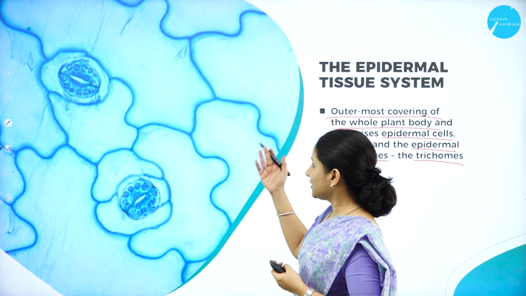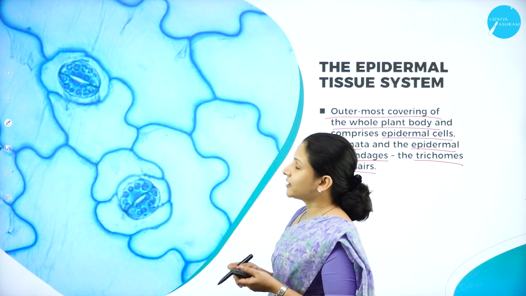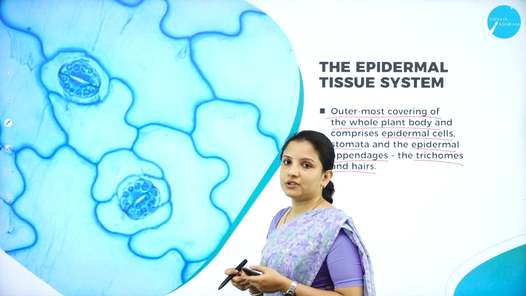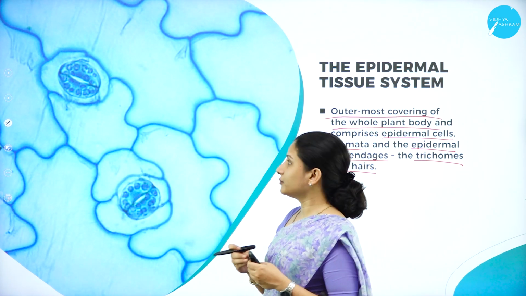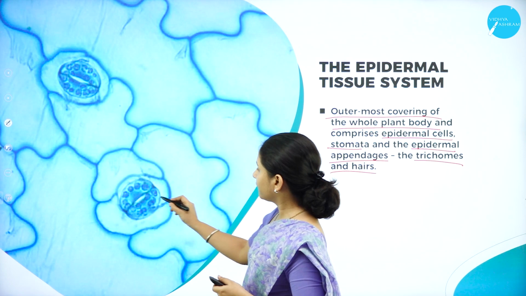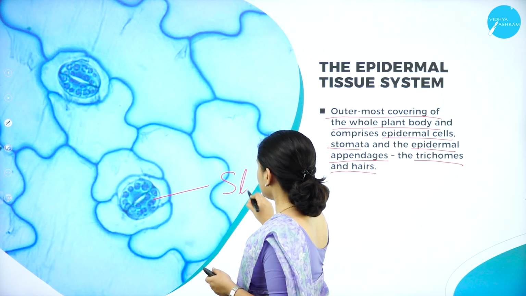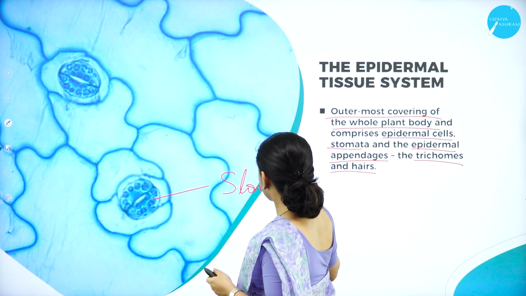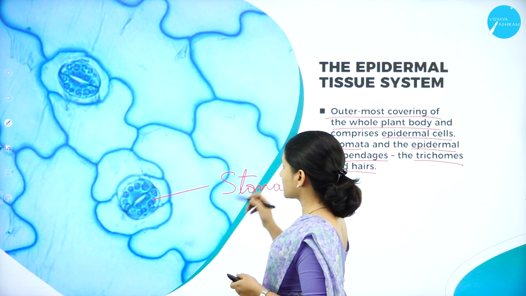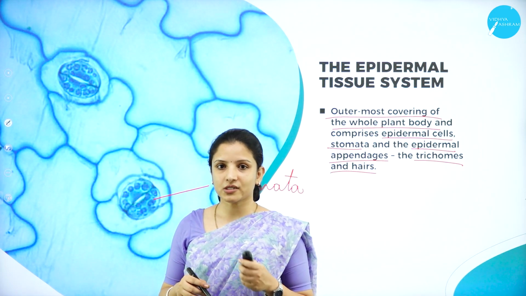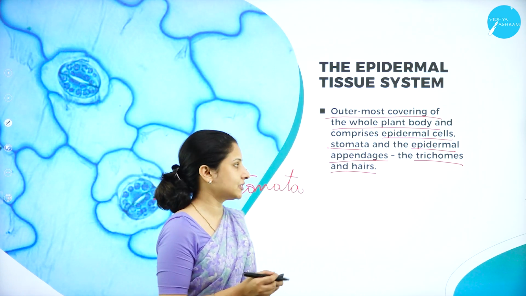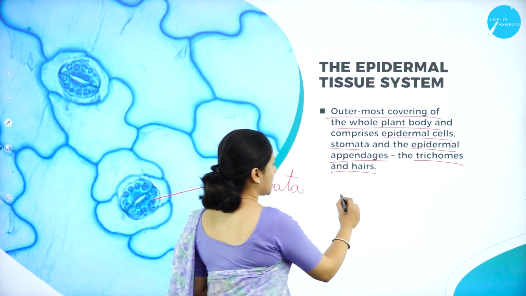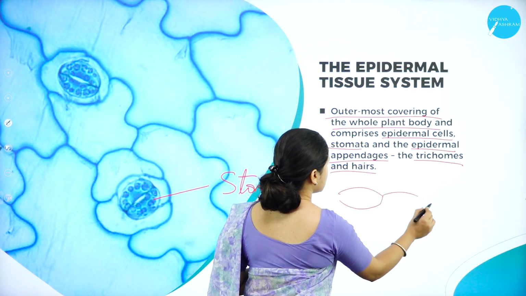Here you can see a simple section of an epidermis, or an epidermal peel, observed under the microscope, where we can find stomata being present. What are these stomata? How do they look? What are the structures of the stomata? All that we shall study. These are the epidermal cells, and usually the epidermal cells look barrel shaped. So they look like this. So this is the epidermis.